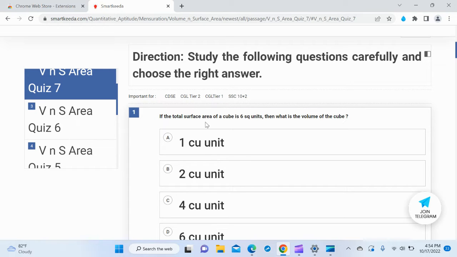So the first question is, if the total surface area of a cube is 6 square unit, then what is the volume of the cube? It has been given the surface area of that particular cube, and it is asking what the volume is. So we know the formula for the surface area of a cube: 6a square, where a is the side of that cube. If we know the surface area, then we can calculate the side, and based on the side, we can calculate the volume of the cube, which is a cube.